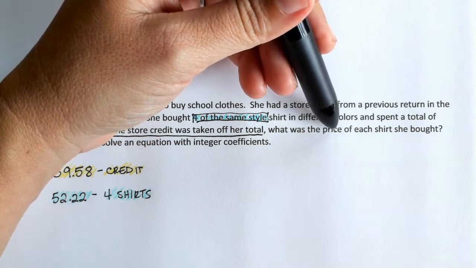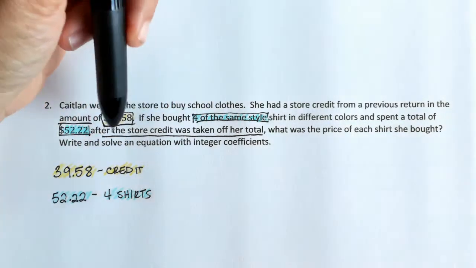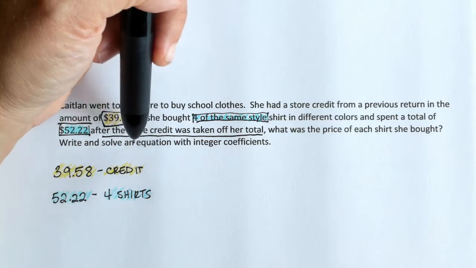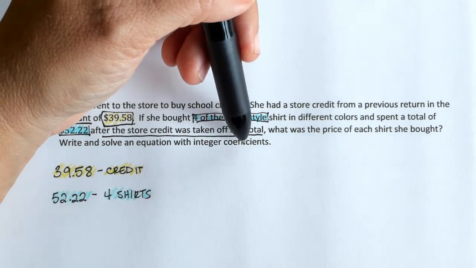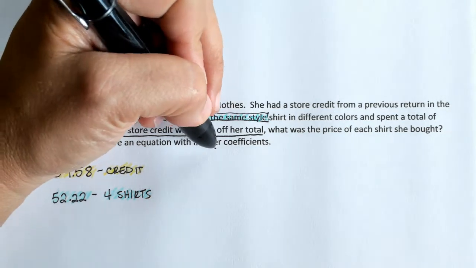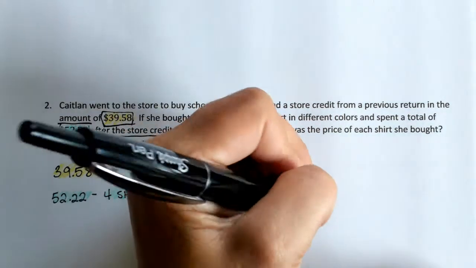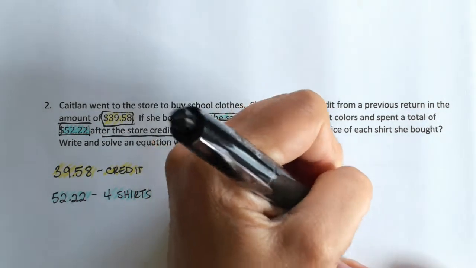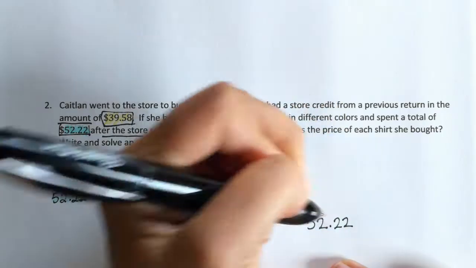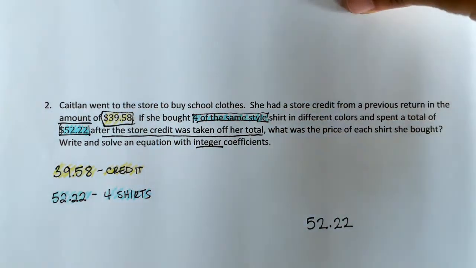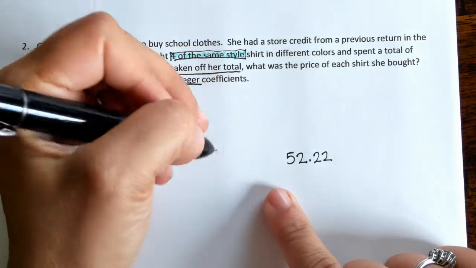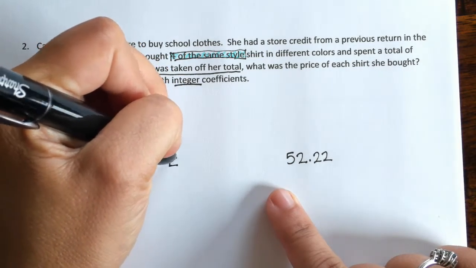What was the price of each shirt she bought? Write an equation and solve this. Solve the equation with integer coefficients. So that means we're going to have whole numbers and maybe possibly negative numbers, but we're not going to be working with fractions. Okay, so thinking about this, our total value was $52.22. That's how much she paid. She has 4 shirts. That's what she's purchasing, 4 shirts.